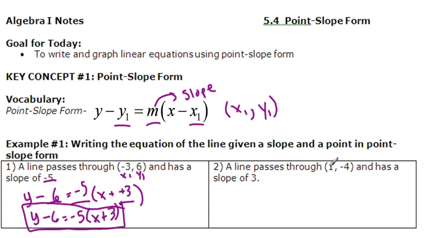So number 2. A line that passes through 1, -4, and has a slope of 3. So again, this is my x1, y1, and it has a slope of 3. So I do y minus my y1, and my y1 is -4. So y minus -4 equals my slope, so that's 3, times x minus x1, and my x1 is 1. I know minus -4 makes plus 4, so my answer is y plus 4 equals 3 times x minus 1.